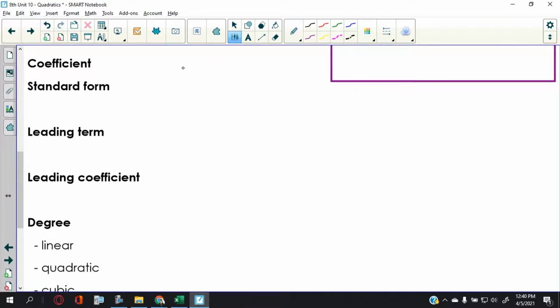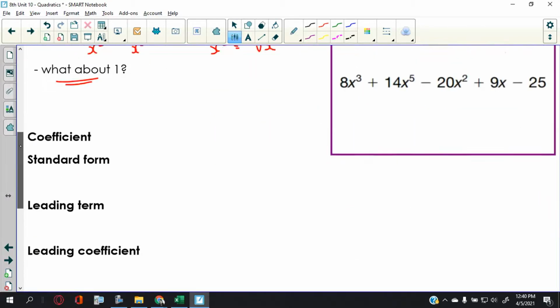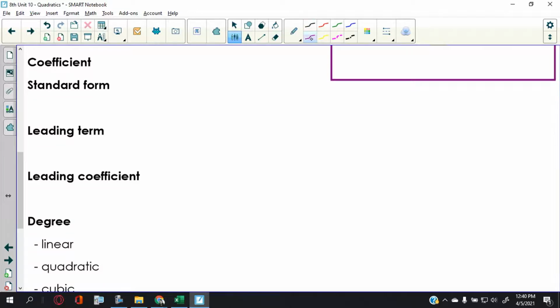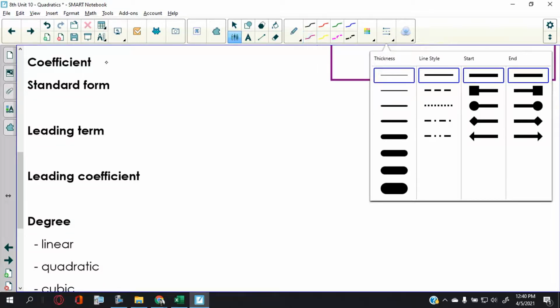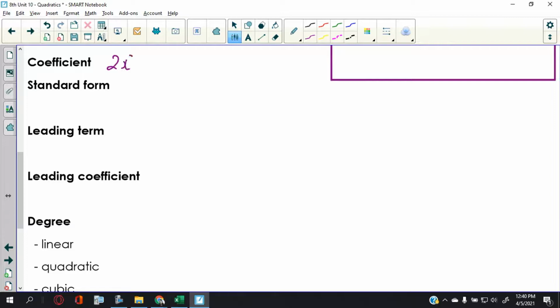Coefficient. All right, I'm out of space already. So, what's a coefficient? Let's say you got 2x to the third. What's the coefficient? It's the number in front of the variable, right? So the coefficient here is 2.